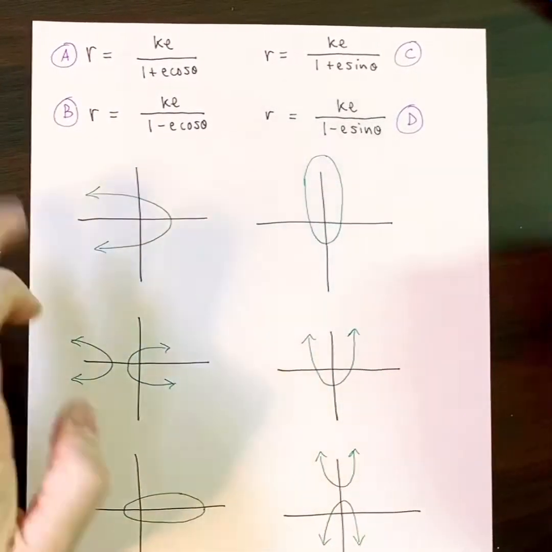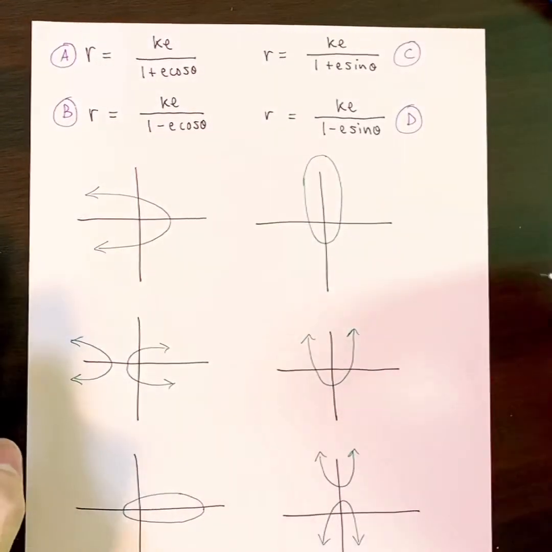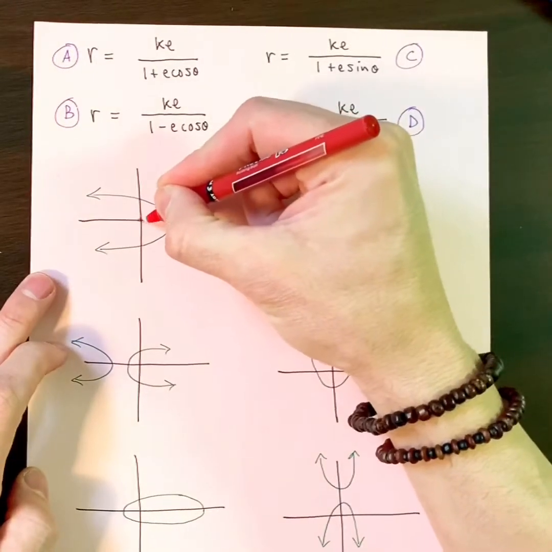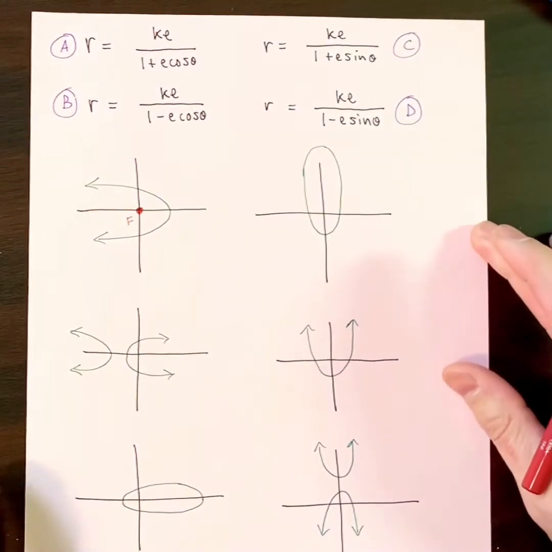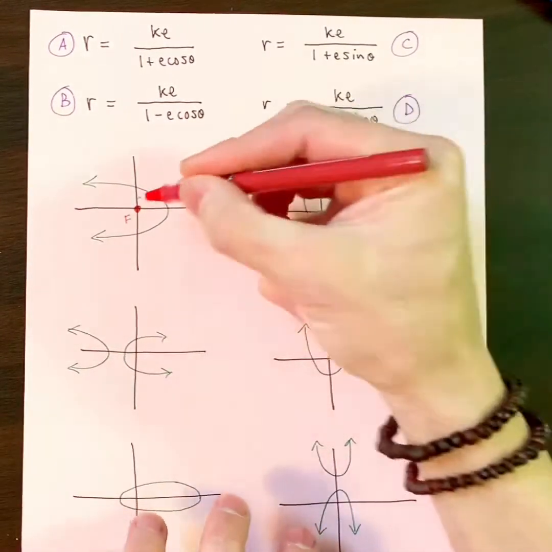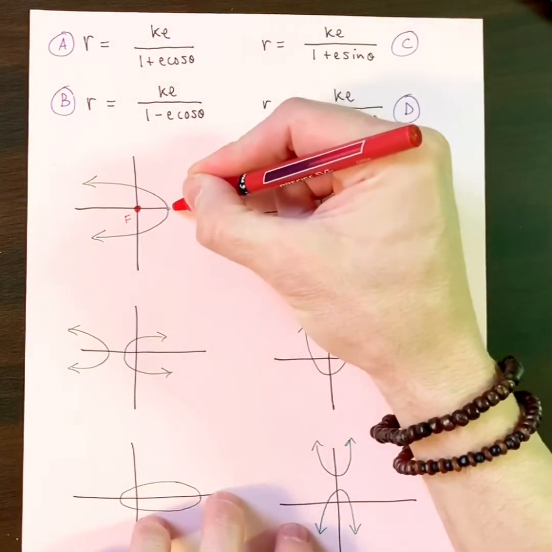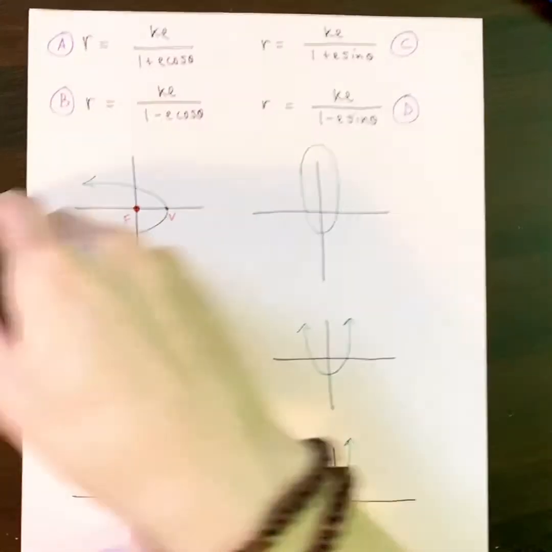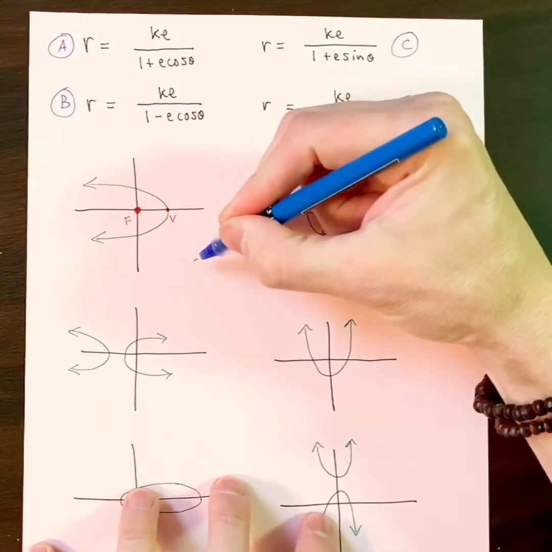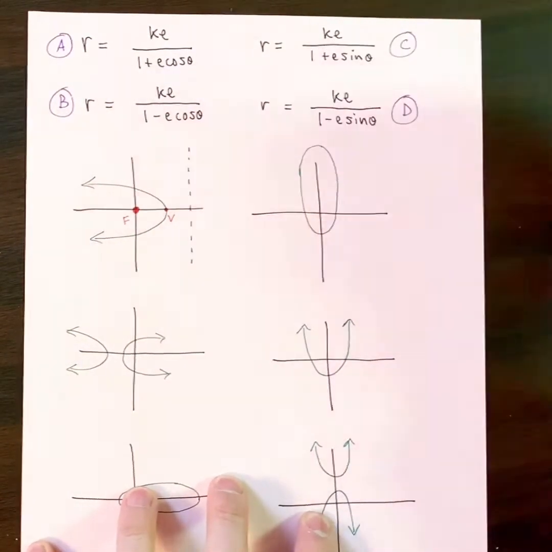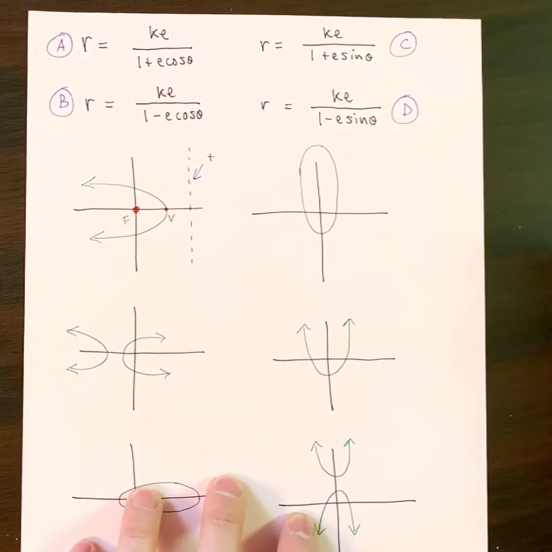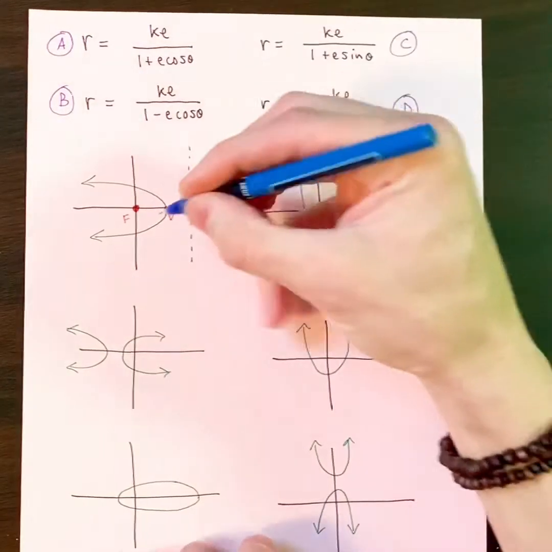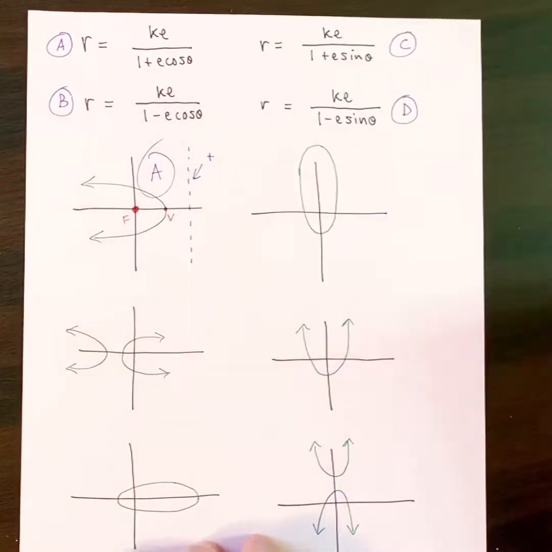Here's what I would do. For all these problems, you're always going to have a focus at the pole, at the origin, okay? And since this is the focus, and since this is the vertex, that implies that your directrix would be somewhere on this side. And this directrix is positive. So I would be using equation A or formula A, okay?